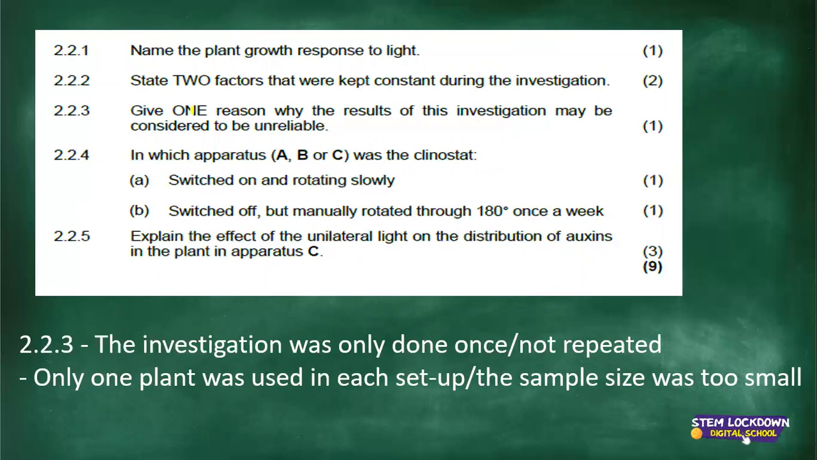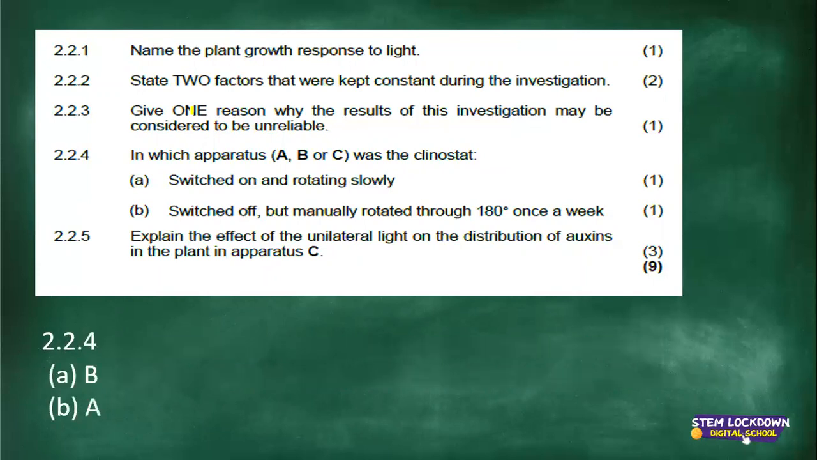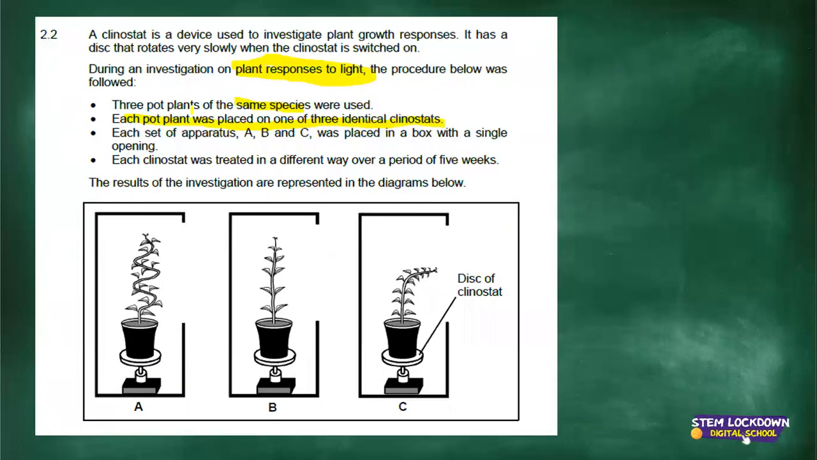And then 2.2.4, in which apparatus, A, B, or C, was the clinostat switched on and rotating slowly? And in which one was it switched off but manually rotated through 180 degrees once a week? Which one? The one that was switched on and rotating slowly is B. Let's go look at it. Switched on and rotating slowly. You see this one, it was switched on and rotating slowly.